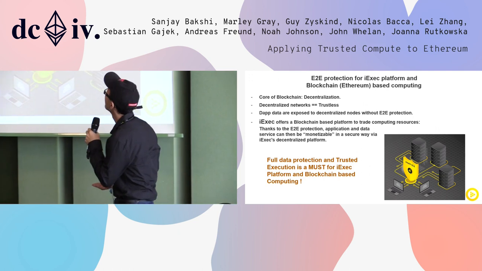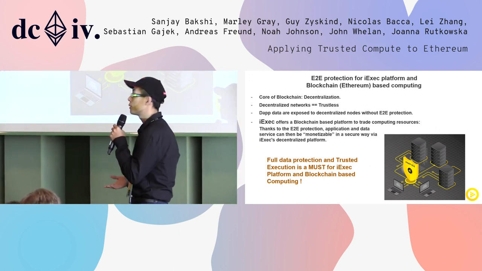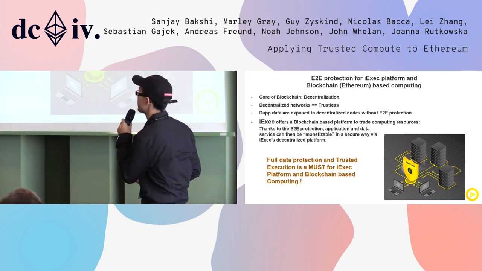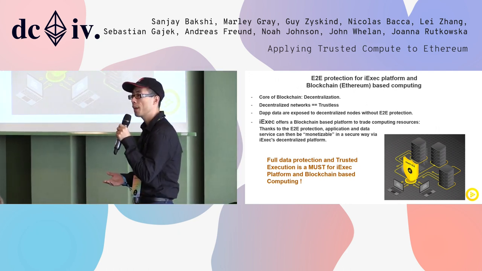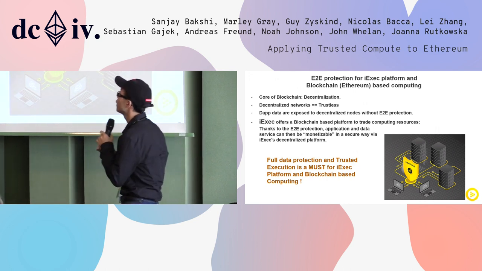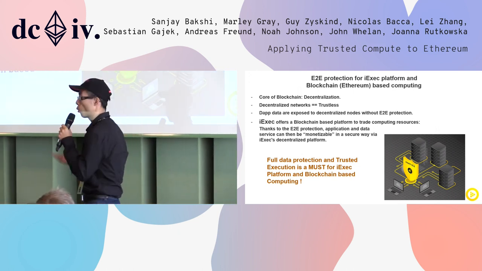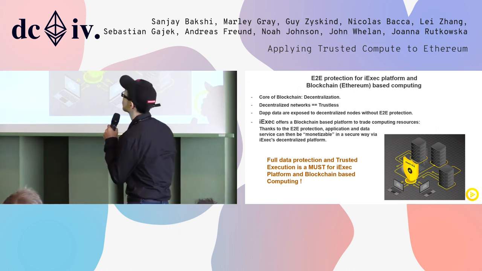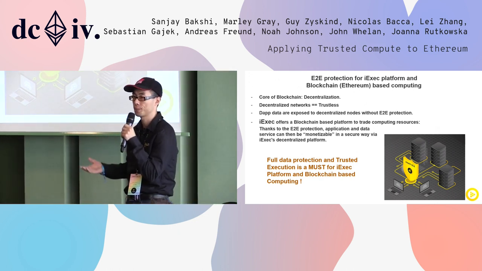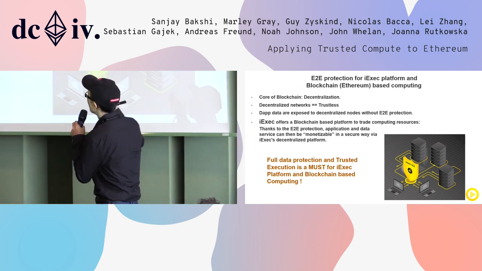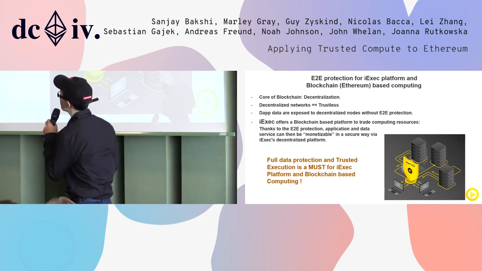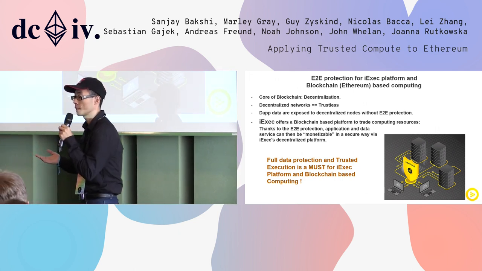So we talk about end-to-end full data protection, and why it is so important to our ISAAC platform and blockchain-based cloud computing. So we know that the core of a blockchain is its decentralization, which means the data or the application is running on decentralized networks, right? So a question is naturally raised: does decentralized networks mean trustless?